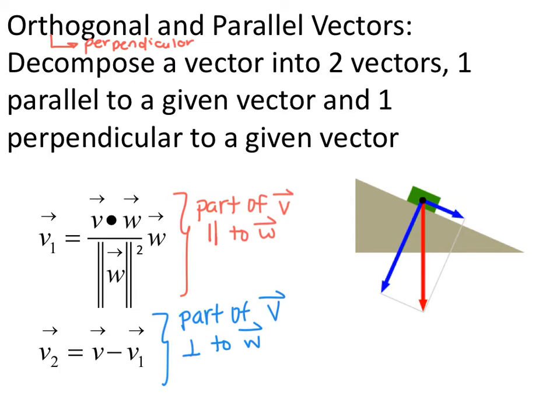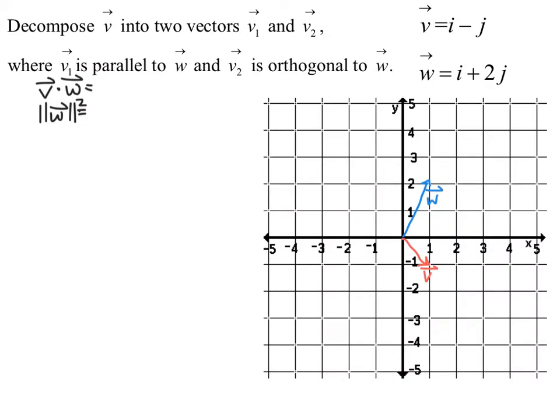And then that's part of vector v. So if you take that part out of vector v, so you subtract it from vector v, that leftover part is going to be perpendicular to vector w. So we're given vector v, which is i hat minus j hat, so this vector here, and vector w, which is i hat plus 2j hat, which is this vector here.